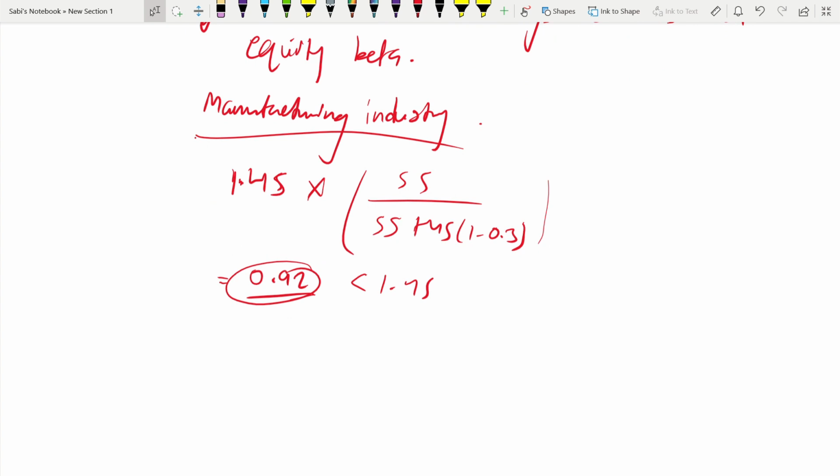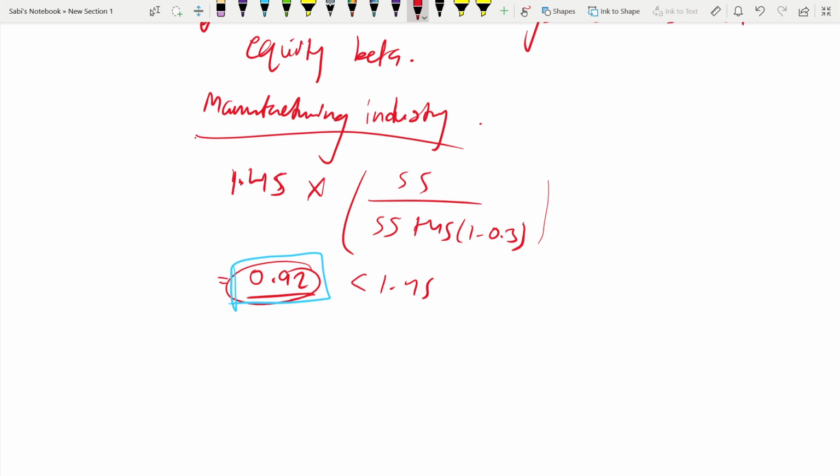So now this also I will put in a blue box. Both the asset betas you got. Now what do you need? You have both the asset betas, but you need the total asset beta. The asset beta that you have is separate, one for manufacturing, one for retail. You need just one asset beta for the whole industry. You understand? How do you get that?